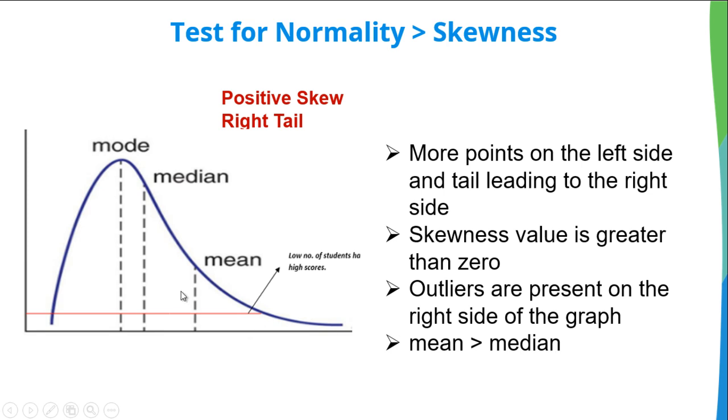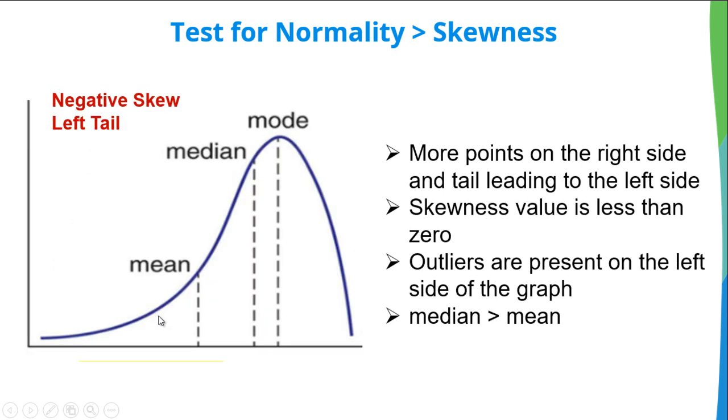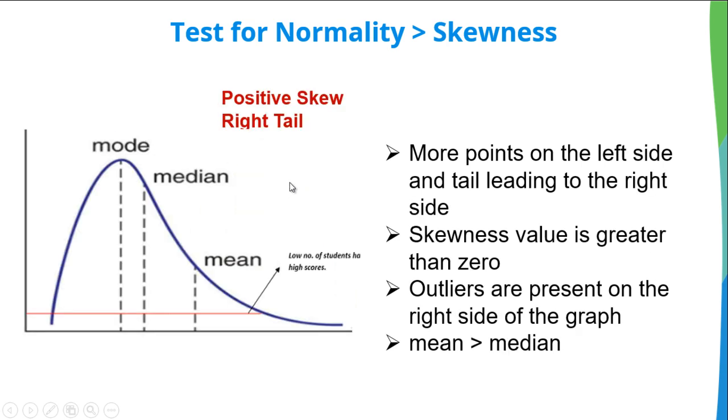And the mean is now greater than the median. You can see the mean here and the median here, so the mean is greater than the median. But in the former one, we have the median greater than the mean, which is negative skew. That's the difference, so you should take note of that. We will see that practically later as we continue in our analysis.